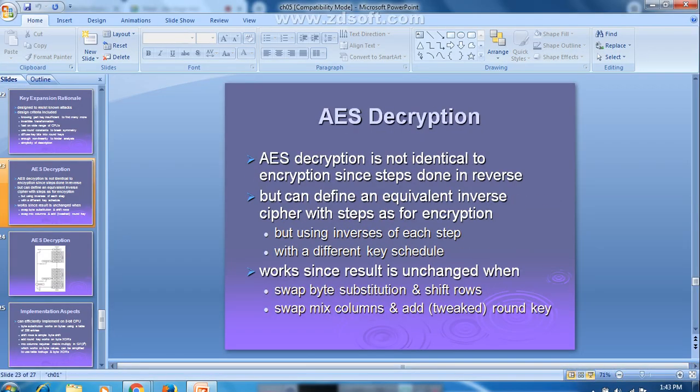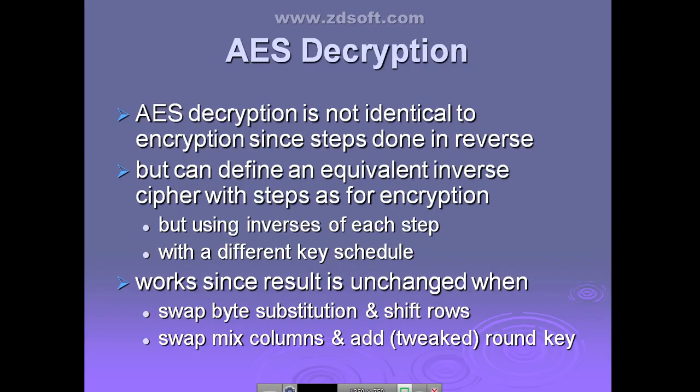Till now we have seen AES encryption. Decryption is just the inverse of the encryption. AES decryption is not identical to the encryption since the steps are done in reverse, but we can define an equivalent inverse cipher with the same steps as for the encryption. Whatever steps you executed within the encryption algorithm, you are going to perform the inverse of those steps in the decryption, using the inverse of each step with a different key schedule.